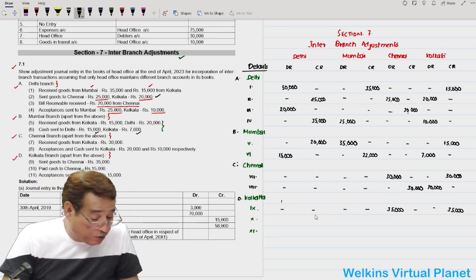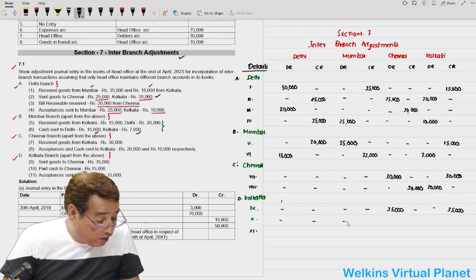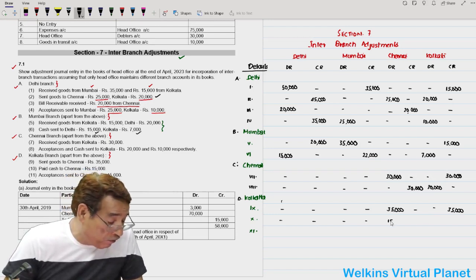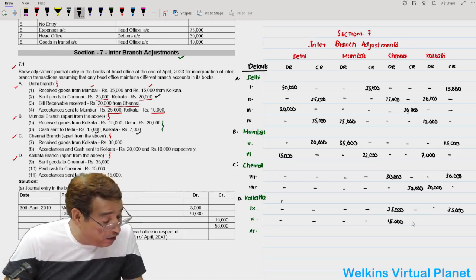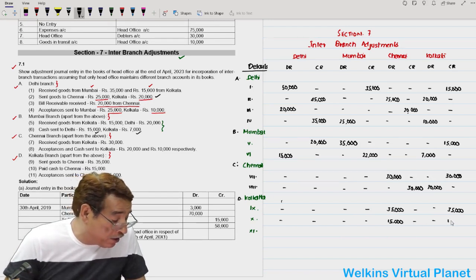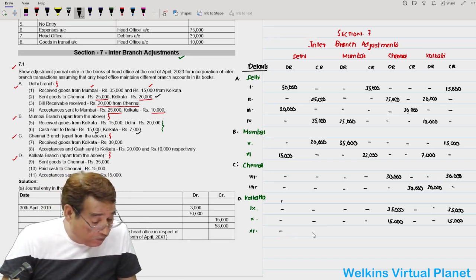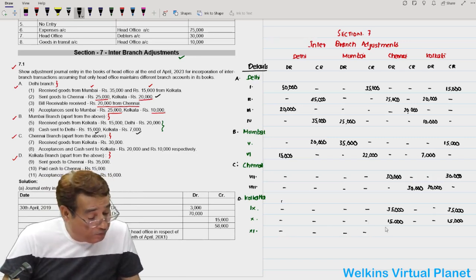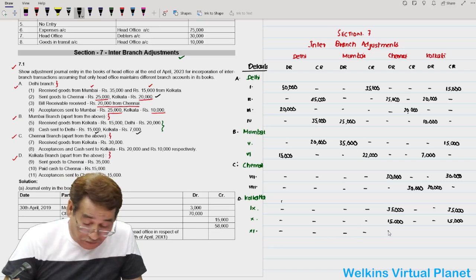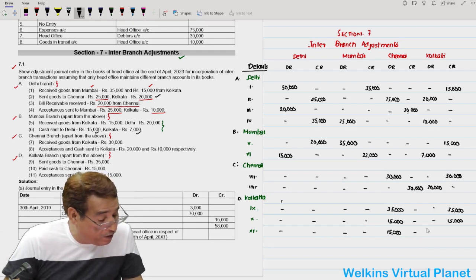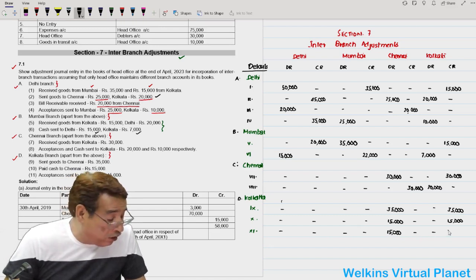Then paid cash to Chennai. Once again, Chennai branch will receive, I will write here 15,000. And once again, Kolkata branch will get credit because they are sending the cash. Acceptances sent to Chennai. Chennai branch is receiving 15,000 worth of acceptances. So these are bills receivable for Chennai. And once again, 15,000 will appear towards the credit side of Kolkata branch.